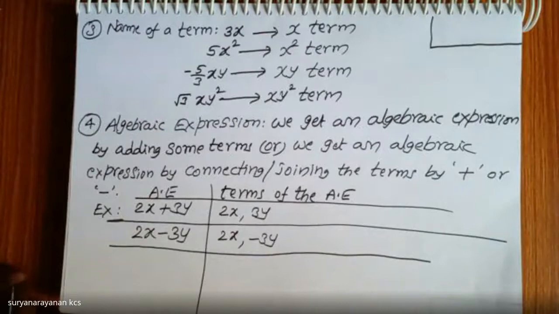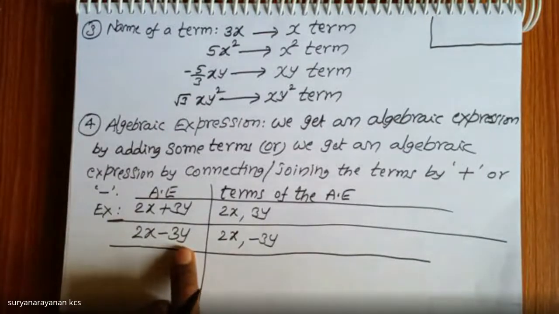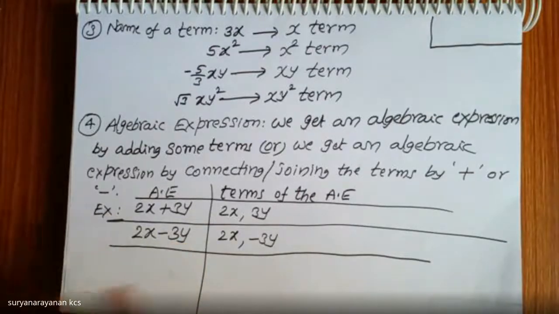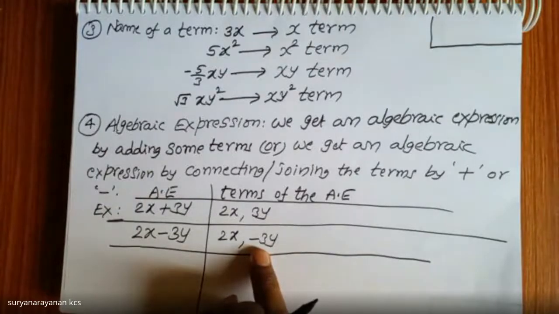Understood this point, my children? Here the first term is 2x and the second term is minus 3y, not only 3y. Please remember this point. Don't ignore the minus sign when you are telling terms of an algebraic expression.